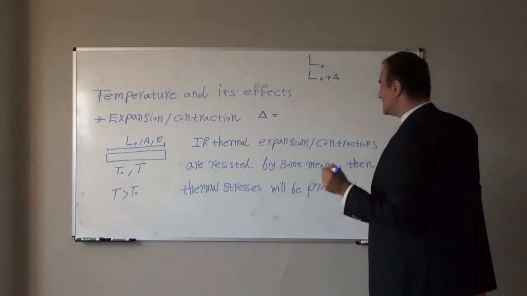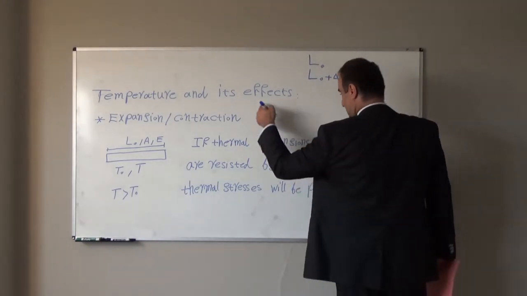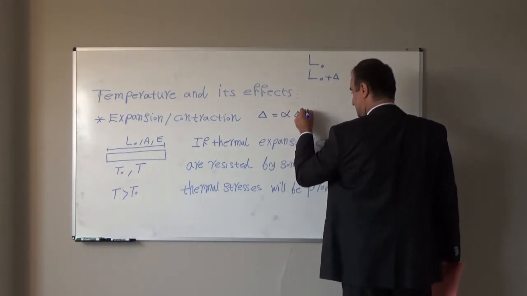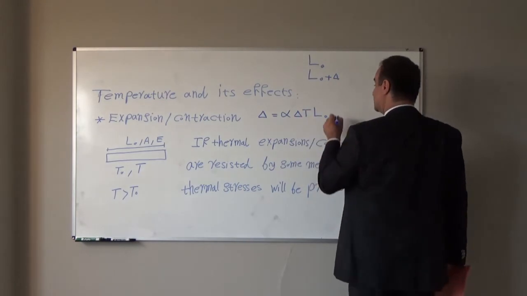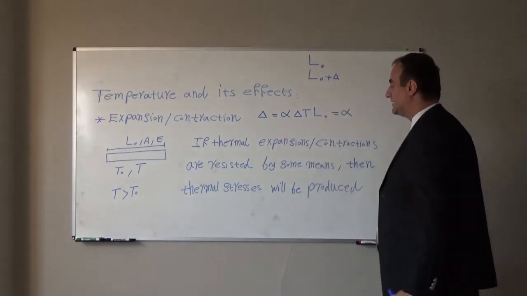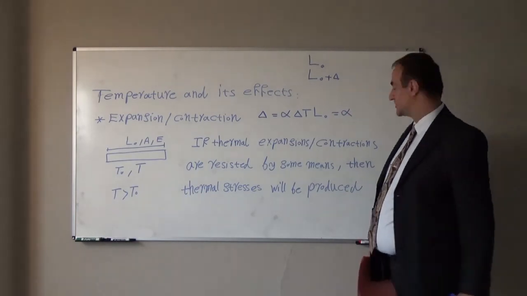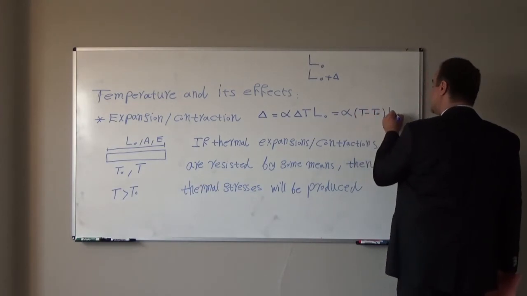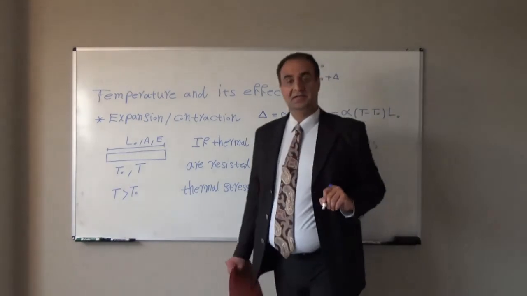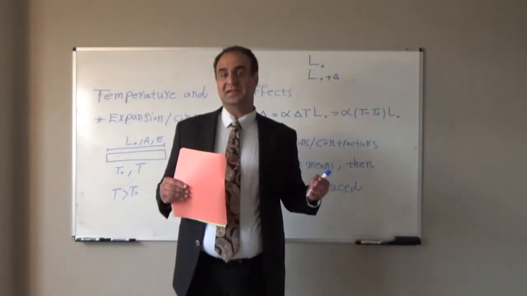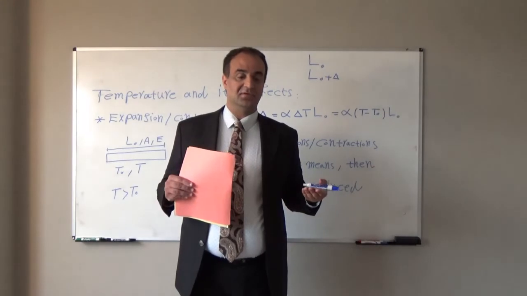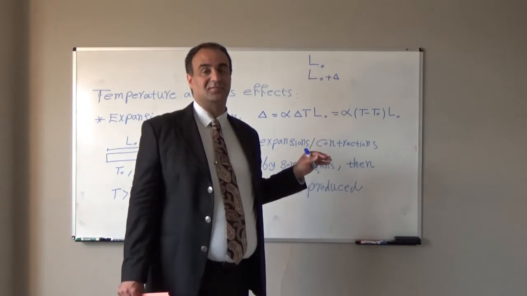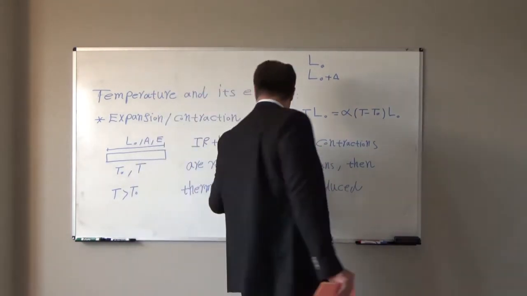So what is the variation in the length? It is delta. How can we calculate delta? Delta is equal to alpha delta T times L naught. What is alpha? We call it the thermal expansion coefficient. Delta T is the variation in temperature. L naught is the initial length. So we can measure how much length will increase. But if it is free to increase in length, in that case we will not have any internal stress, or any thermal stress inside of that rod.